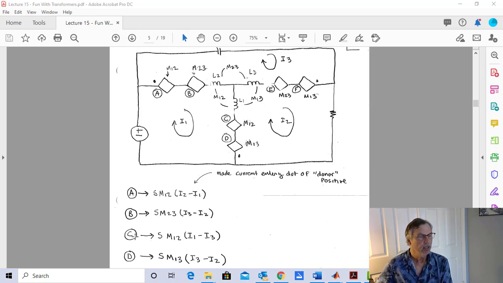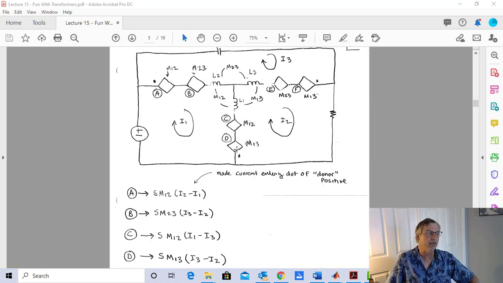Let's move on to C. So C, I've got M12 shown here. So this voltage on coil 1 is induced by the current in coil 2. And the current in L2 comes from the difference between I3 and I1. And I see that I1 enters the dot of L2, so I'm going to put that first in my value. So I have s times M12, I1 minus I3. Well, I1 enters the dot of L2, so it's going to make the dot of this source positive. So I'm going to have a plus to minus right here.